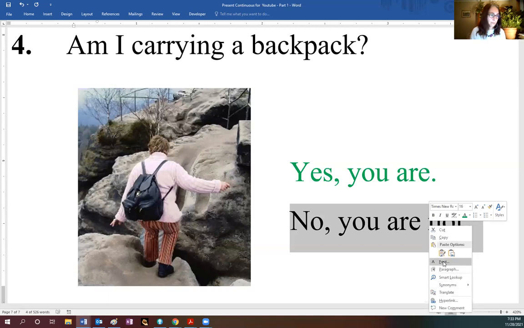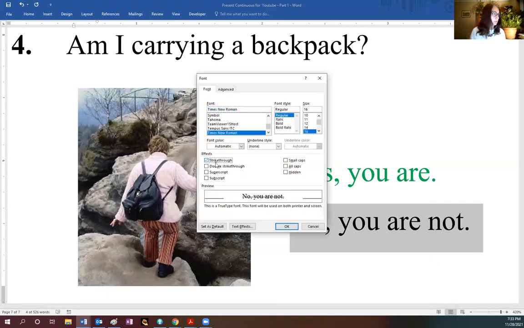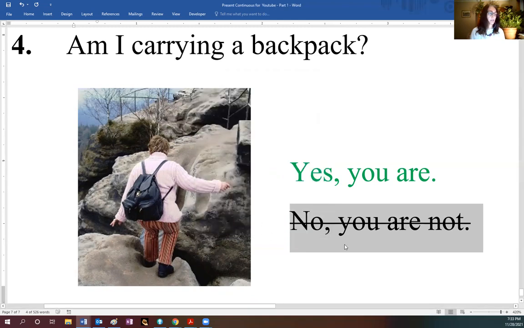Okay, let's just pause it. So we say that this is not the good answer. So are you carrying a backpack? Yes, you are. Yes, I am. Am I carrying a backpack? And you can say, yes, teacher, you are. You forgot, this is called the backpack.